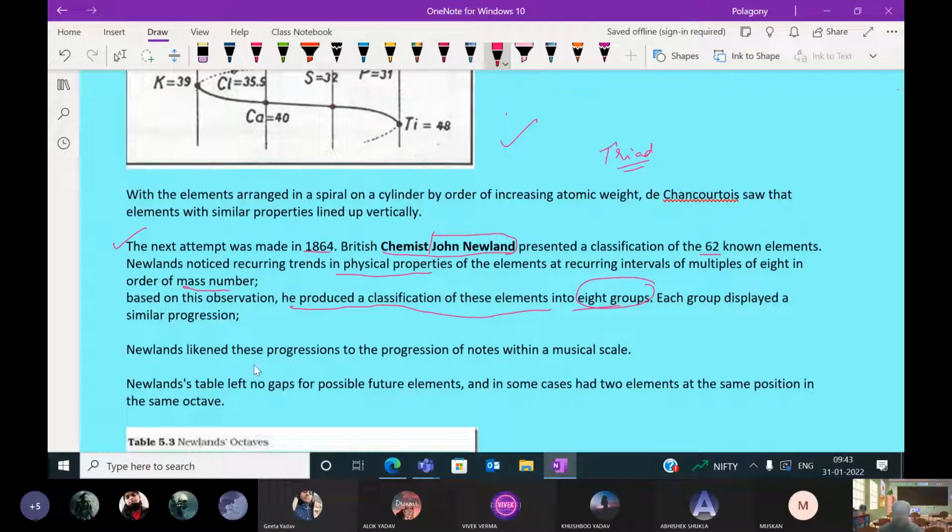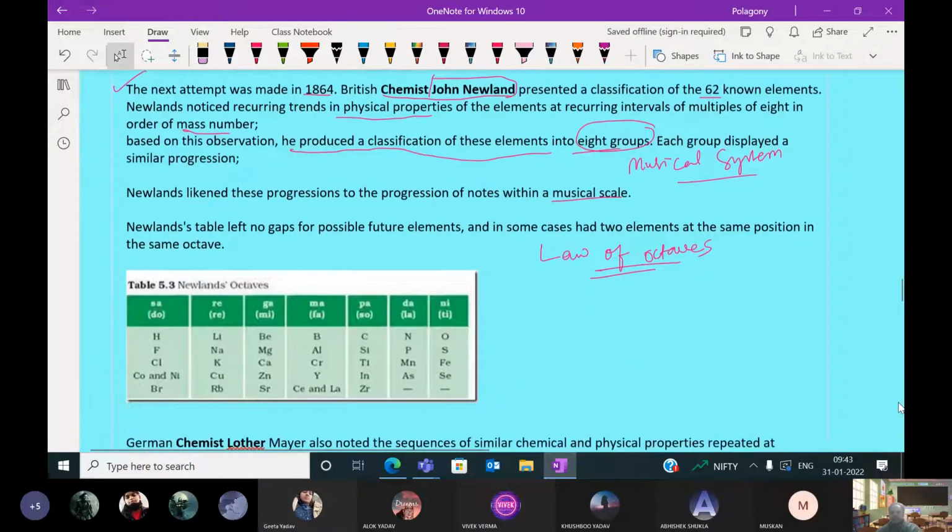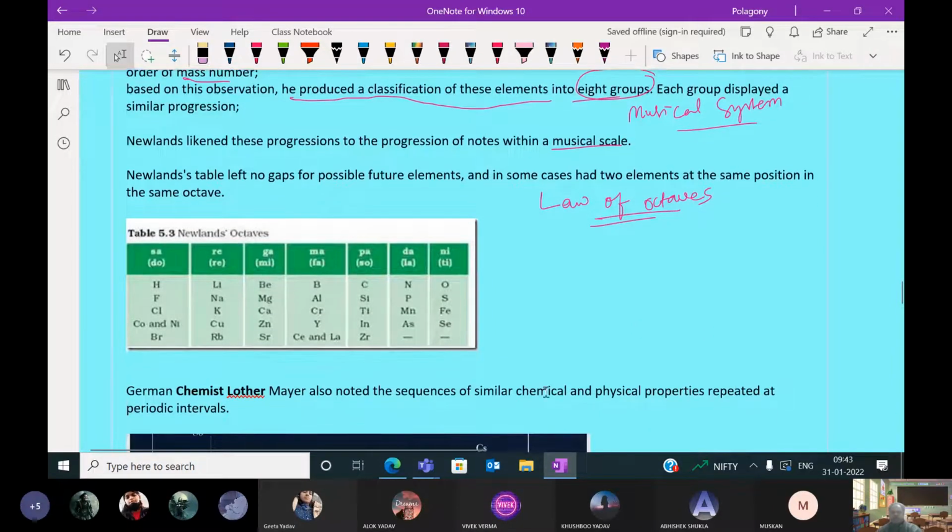Newlands likened these progressions to the notes of the musical scale. This classification is similar to the musical system, and I will explain how. The major principle involved in Newlands's classification was the law of octaves. Based on this idea or principle, we call it the law of octaves. So what is the law of octaves? Now I will explain.